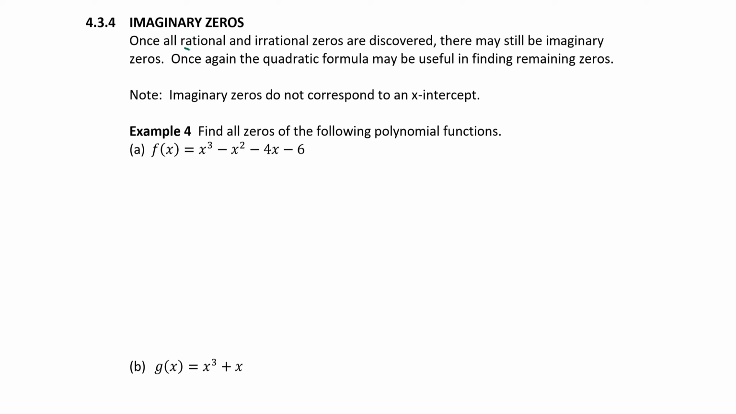Once all rational, remember those are the nice, neat ones that can be written as a fraction or a ratio, and irrational zeros are out of the way, irrational numbers being numbers that cannot be written as a fraction, like the square root of 5, for example, there still may be imaginary zeros.